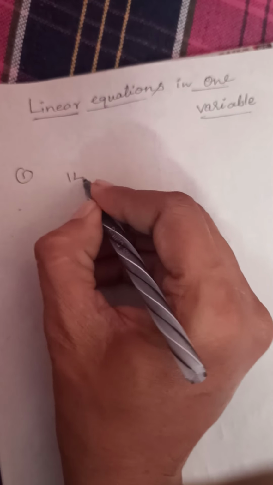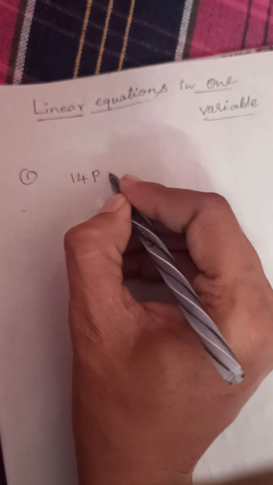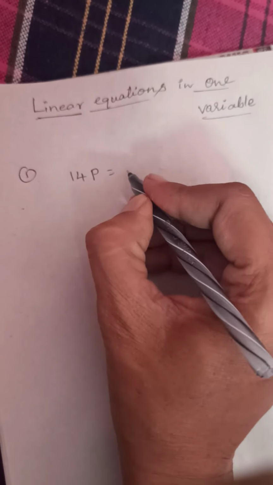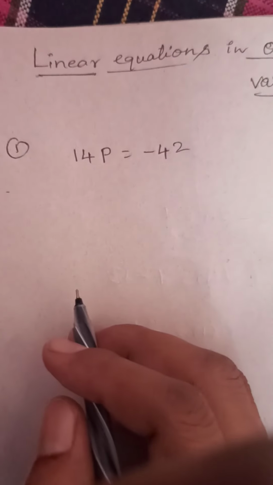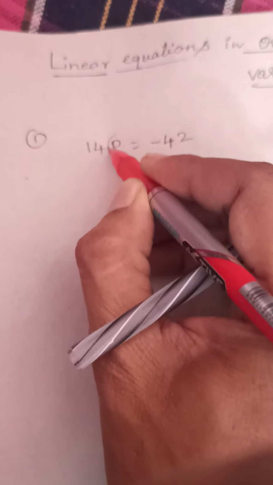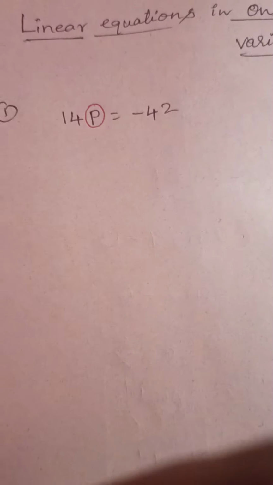I am taking one example, that is 4p is equals minus 42. Here p is the variable. See, this variable value we have to find now. Before that, let me explain you very clearly.